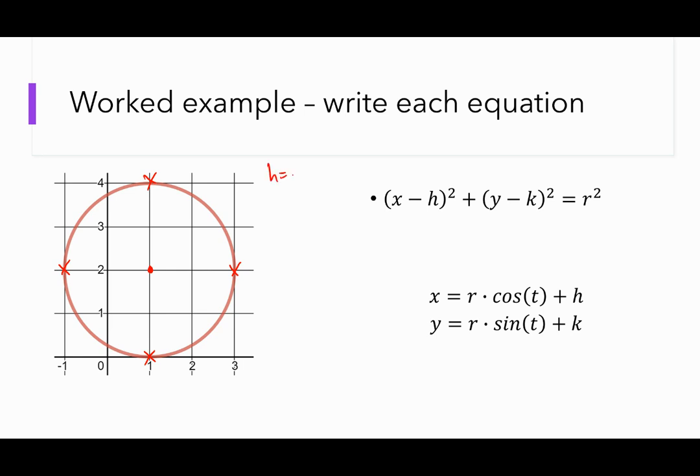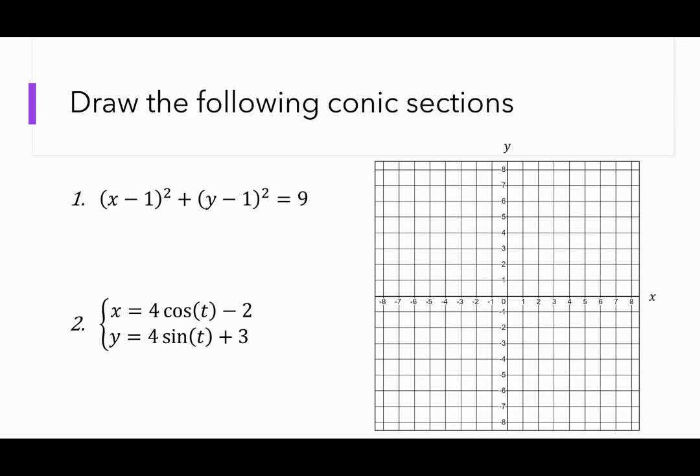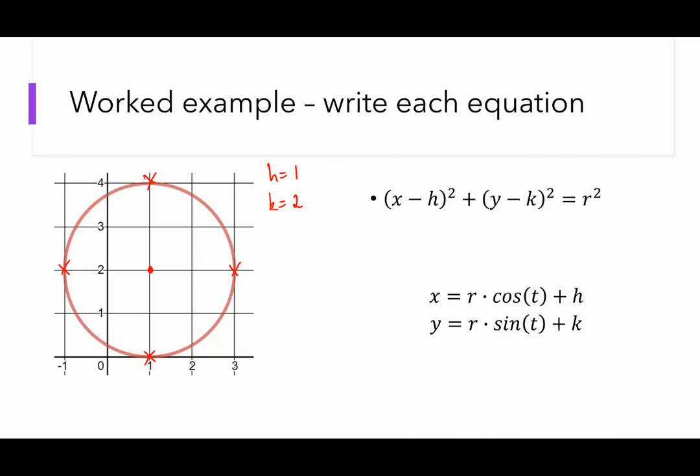Now that means that h, the horizontal position, will be 1, k, the vertical position, will be 2, and the radius is given by the distance between the center and the outside. So we just go back. So that means that it's just that distance there, which we can also see is just 2 units. So r will be 2. All we need to do now is just substitute those three values into each of our equations.